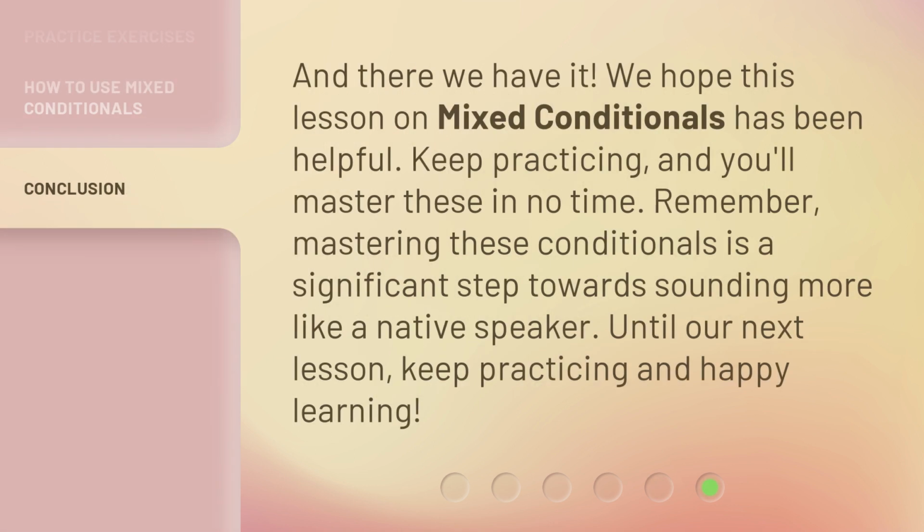And there we have it. We hope this lesson on mixed conditionals has been helpful. Keep practicing, and you'll master these in no time.